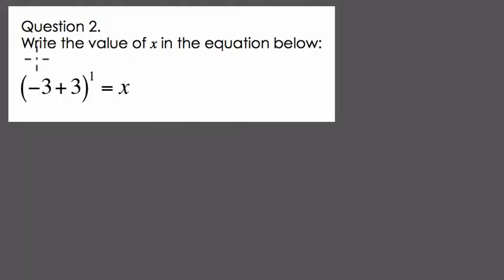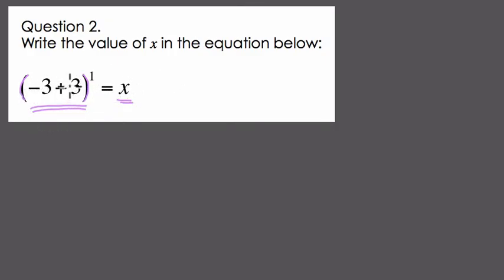Let's read this together. It says, write the value of x in the equation below. So let's read this problem and see what they mean by x. And notice we have negative 3 plus 3 in parentheses, to the first power, and that equals x here. So now I'm thinking, well, we've got to solve for x. We've got to figure out what x is. So we've got to figure out what this expression is here because x equals that expression.